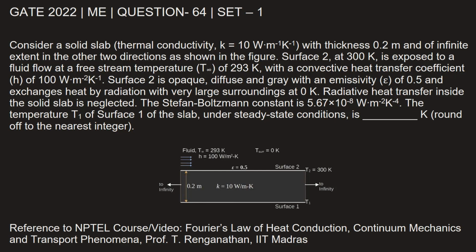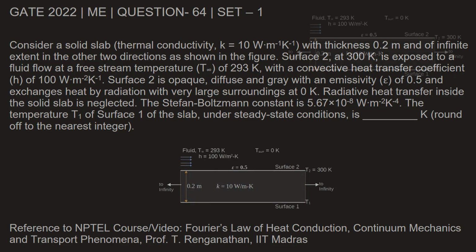The Stefan-Boltzmann constant is 5.67 into 10 to the power minus 8 watt per meter square per Kelvin raised to 4. The temperature T1 of surface 1 of the slab under steady state conditions is dash Kelvin. Round it off to the nearest integer.